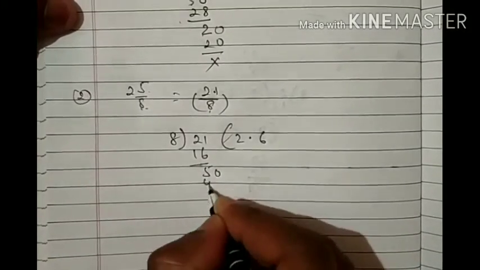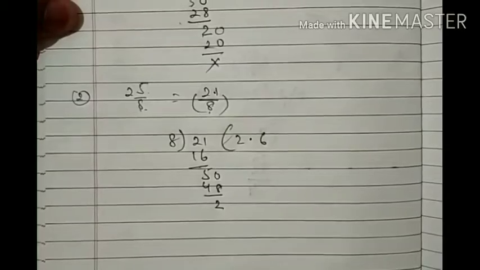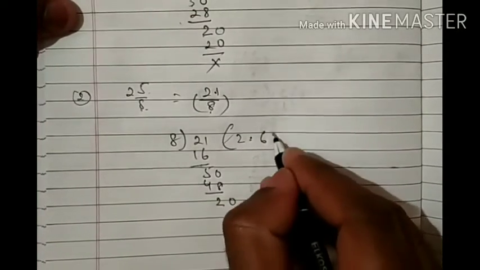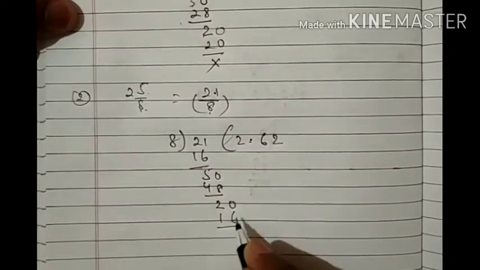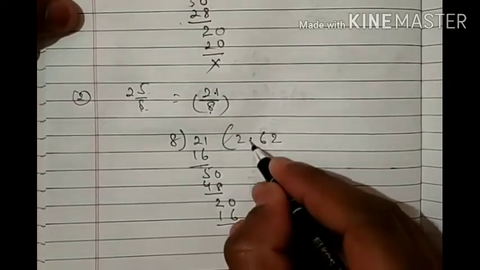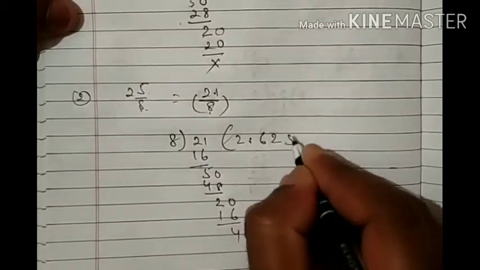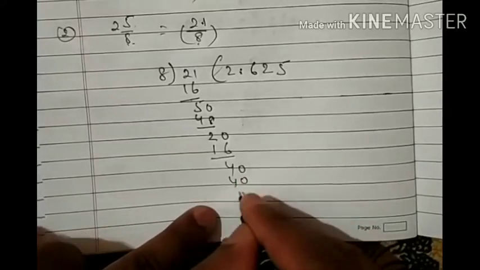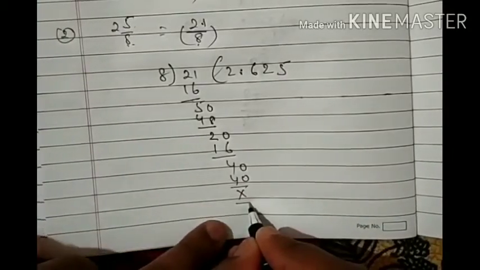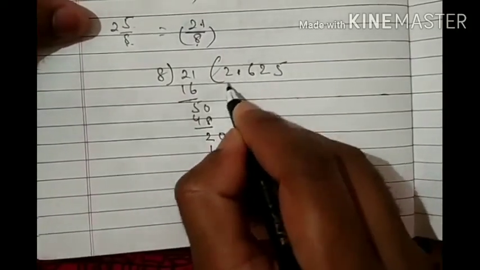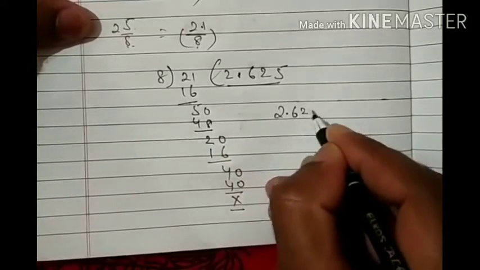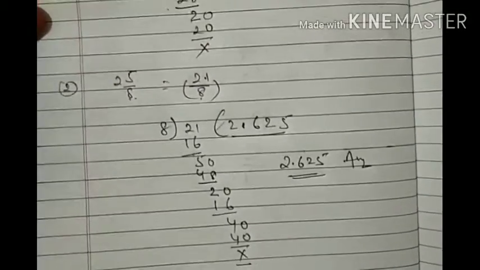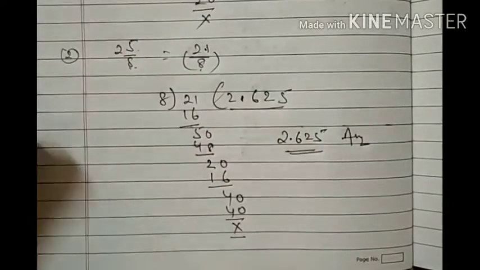8 sixes are 48. What are we left with? 2. Now we have a point over here. We can write 0. 8 twos are 16. We are left with 4. We have a point over here again. We will write 0. 8 fives are 40. Remainder 0, so we stop. What do we get? 2.625. This is the decimal form of our question 2 integer 5 by 8.